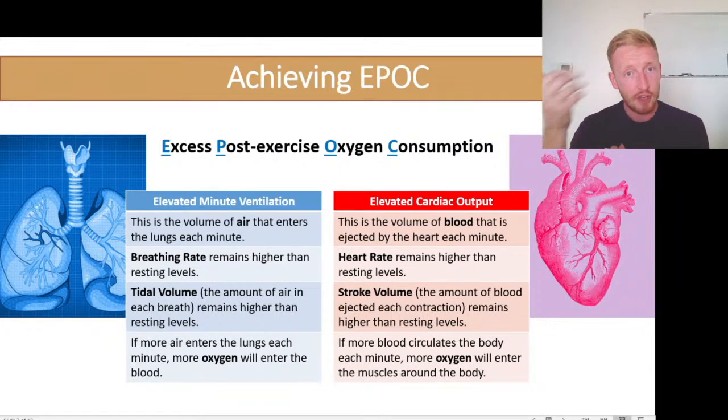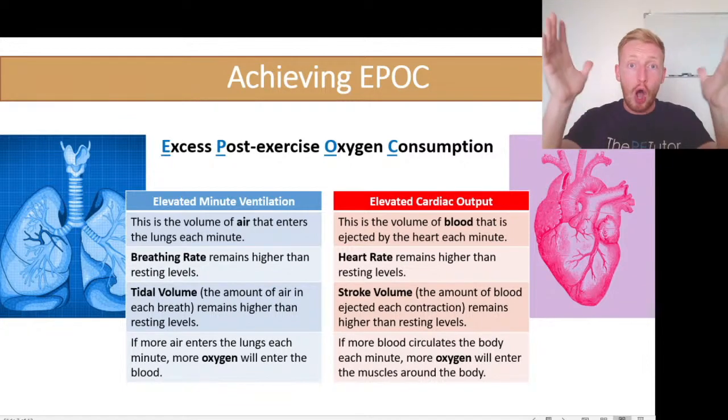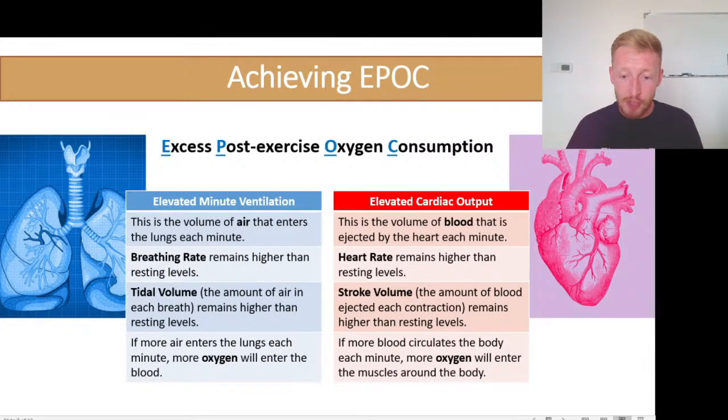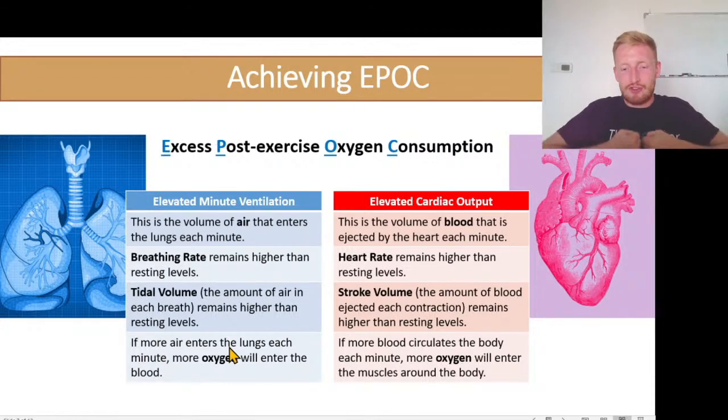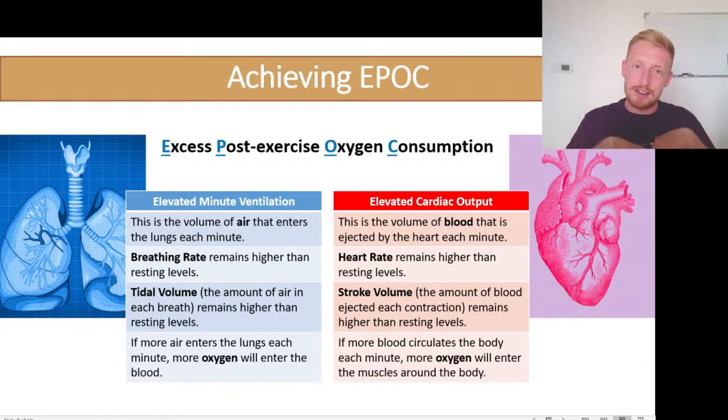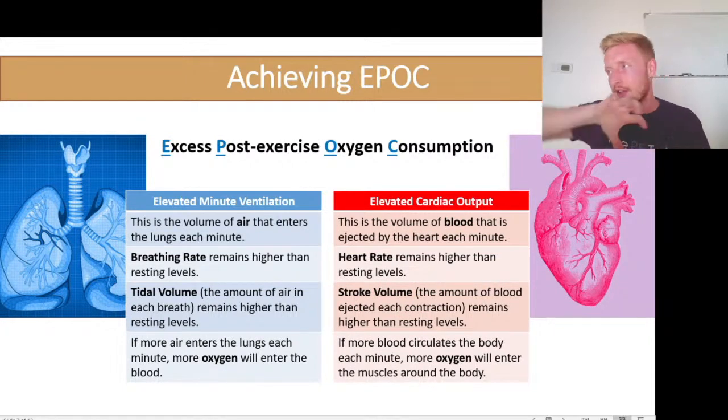A slightly faster heart rate than rest, perhaps 90 to 100 beats per minute, and a slightly higher volume of blood being ejected each beat. If we can achieve those two things, then we can keep our cardiac output higher than our resting levels, so that more blood can be circulated per minute, and hopefully in that blood we've got more oxygen because of our respiratory system extracting it in the alveoli, diffusing it into the capillaries, and then passing it to the heart to distribute through the vascular network.